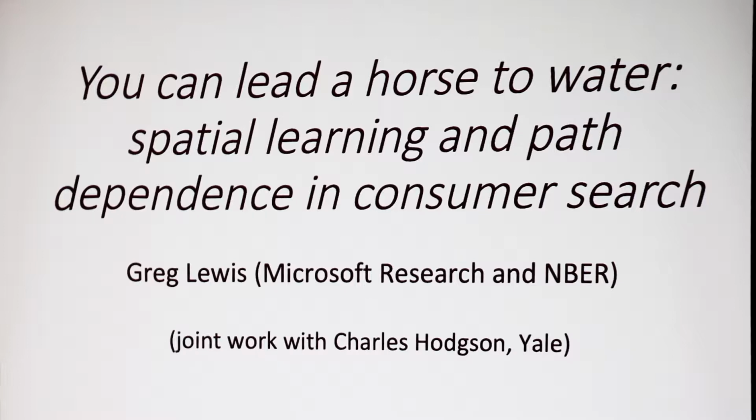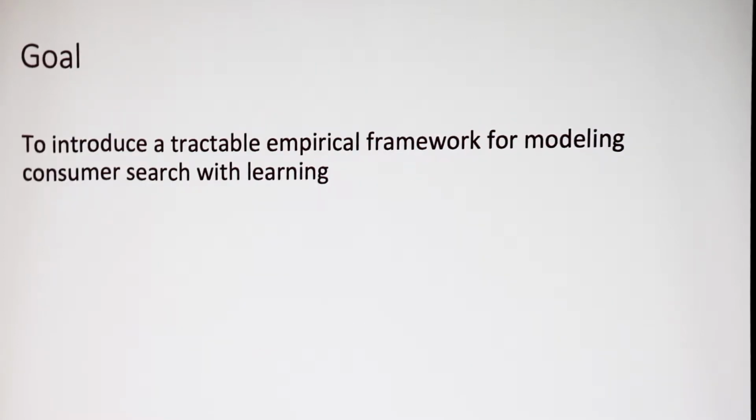So the talk I have today is to start thinking about models of consumer search. And like the question that I referenced earlier, I've always been interested in how people interact with platforms, how people find goods, and how platforms can influence what you eventually find. To think about that, you have to have some convincing model of the search process. So our goal here is to introduce a tractable empirical framework for modeling consumer search with learning.